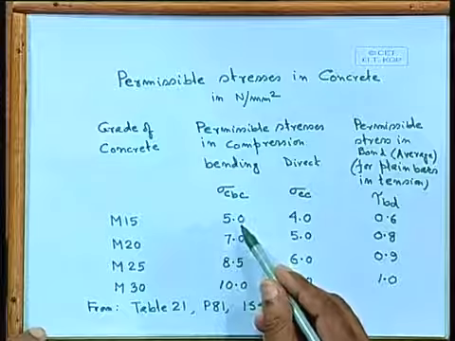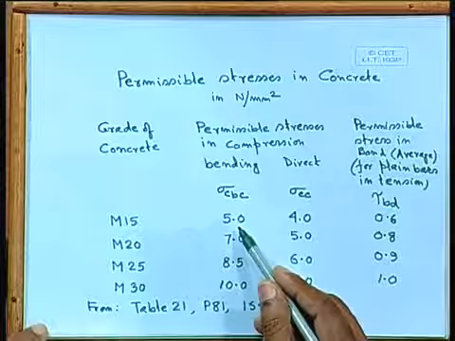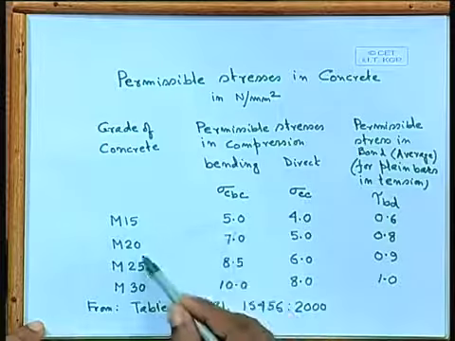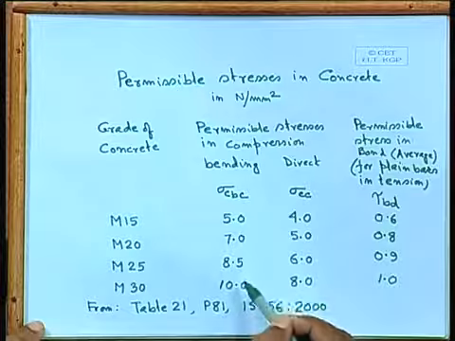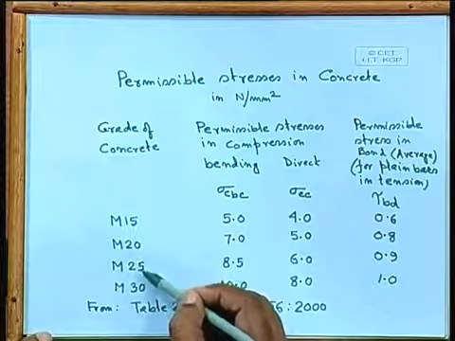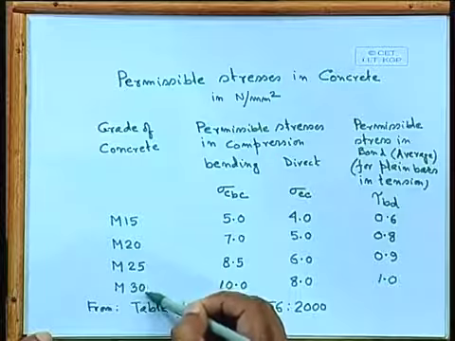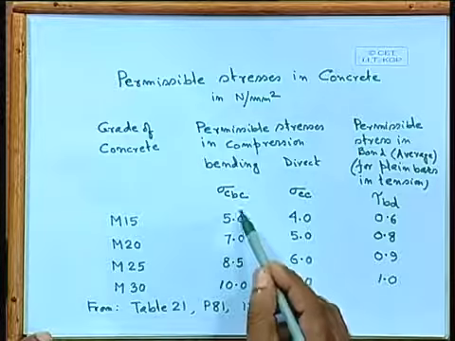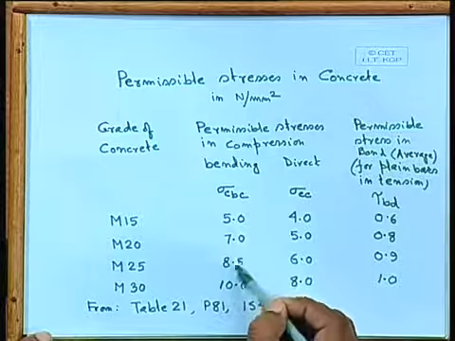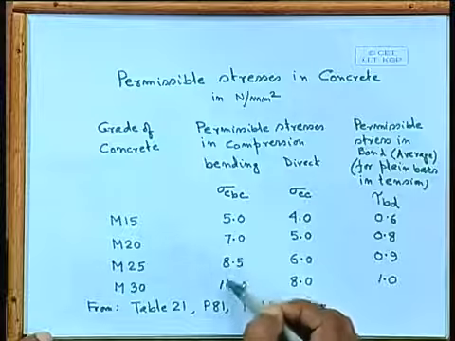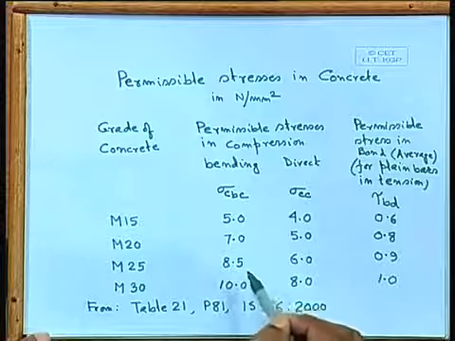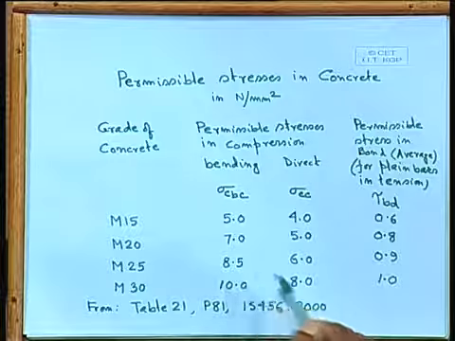I have told that the factor of safety is approximately 3. So you can see 15 by 3, 20 by 3, which is coming approximately a factor of safety of 3. That means for the cube strength 15, 20, 25, 30, you can get the corresponding bending compression in concrete almost 1/3. So we are considering that factor of safety 3, which I told in the very beginning.